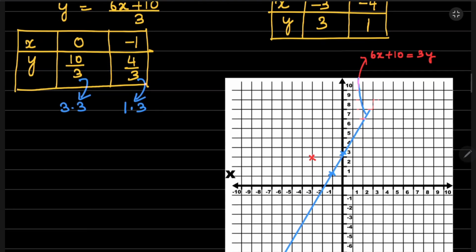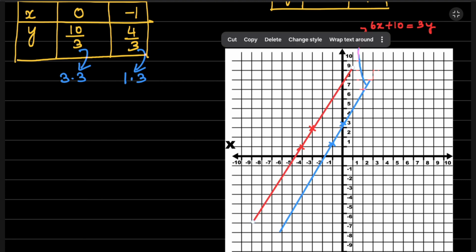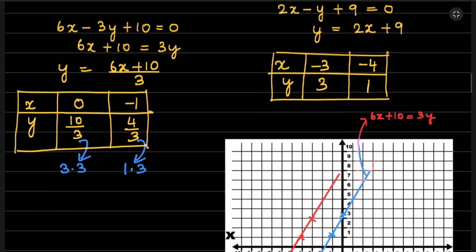And the next point is minus 4 comma 1. So minus 4 comma 1 will be here. So now let's draw a line joining the 2 points. Right? Now what do you see here? So I should have been more accurate here. Right? Okay. Now what do you see? What do you see about the 2 lines? Let's mark this also. What is it?